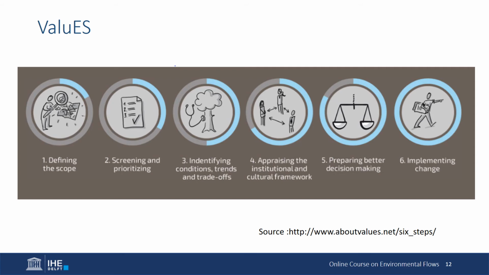ValueS is a project of the German government to develop a simple and qualitative tool for stakeholders to engage in discussion about how planning decisions might affect ecosystem services and human well-being. It is a tool for participatory assessment that promotes collaboration to find alternatives that will benefit most or all of the beneficiaries. The illustration indicates the 6 steps of the process.